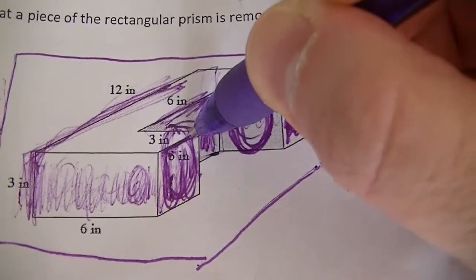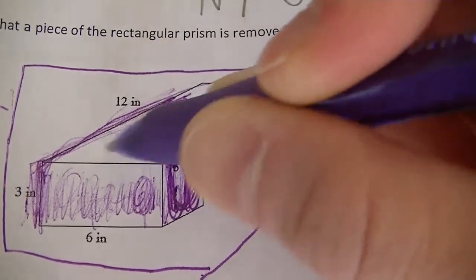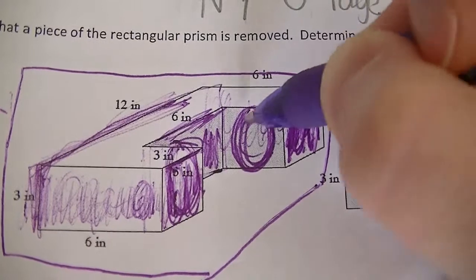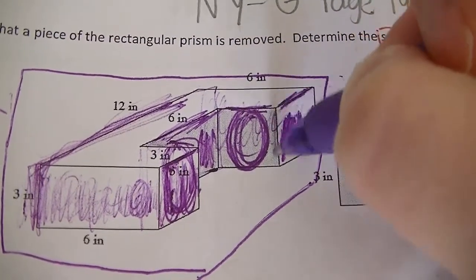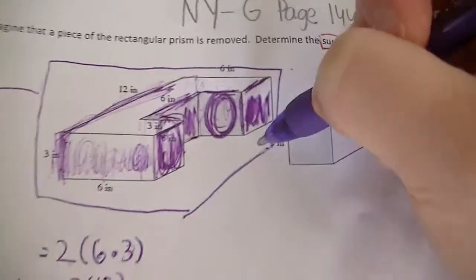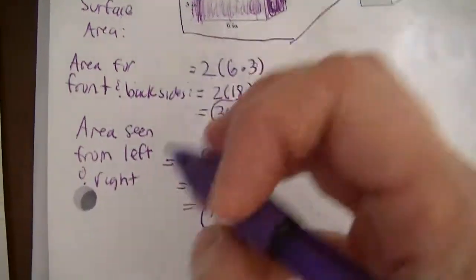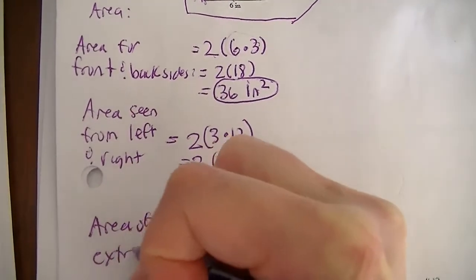From here to here is 3 inches, and then the height of that is also 3 inches, so it's a 3 by 3, okay? And this side is also the same as well. 3 inches right here and 3 inches tall, okay? So to find the area of those, let's go ahead, I'm going to call them extra sides. Area of extra sides.